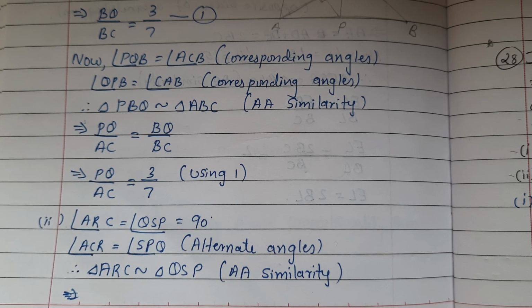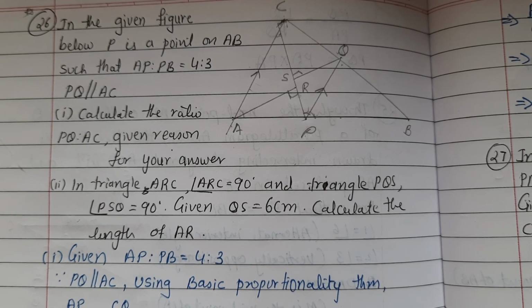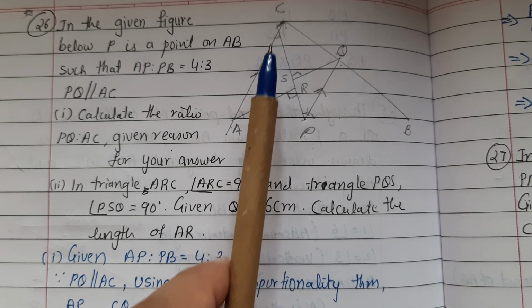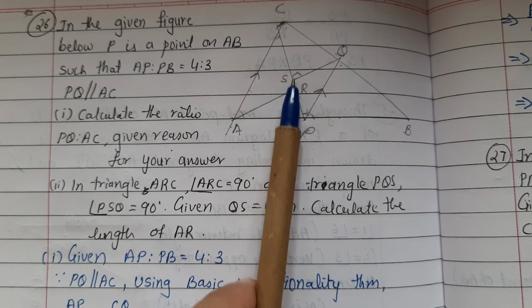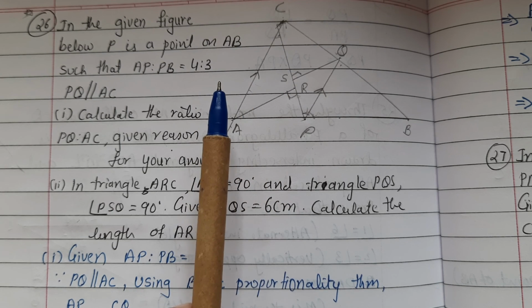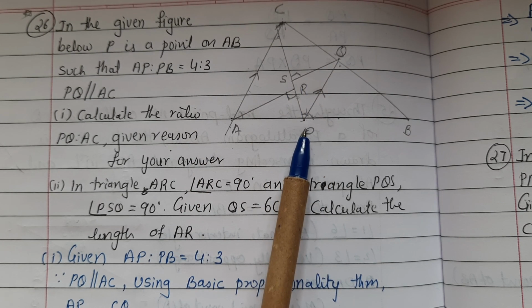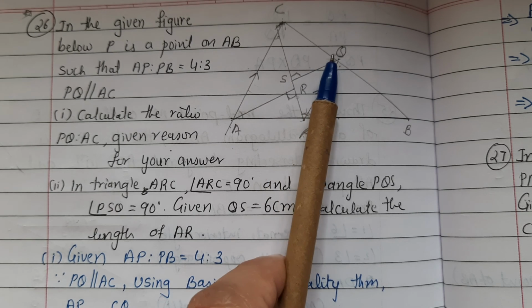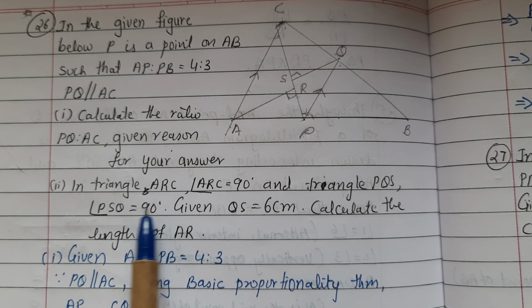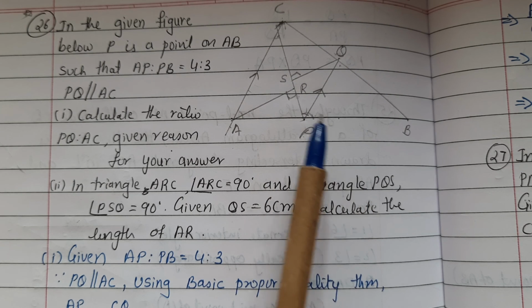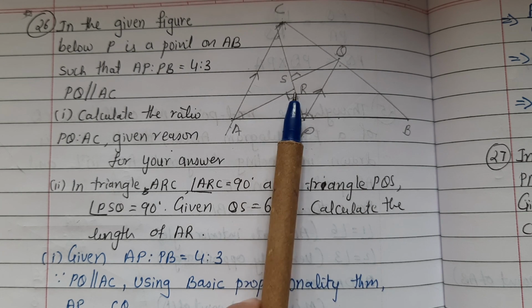Second part, in triangle ARC, angle ARC is 90 degrees. In triangle PQS, angle PSQ is 90 degrees. Given QS is 6 centimeters, calculate the length of AR.